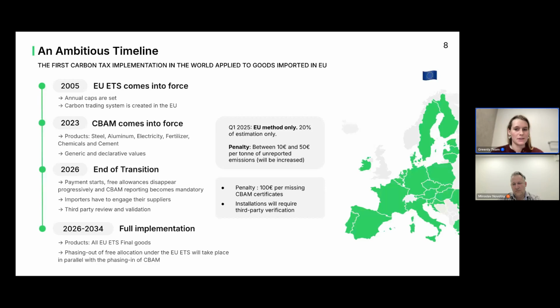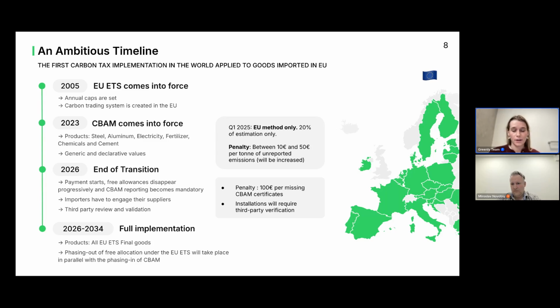First point is that CBAM is already in motion. In 2005, the EU ETS, the emissions trading system, was launched, setting annual carbon caps. And then in 2023, the CBAM officially came into force. It targeted emission-intensive goods like iron, steel, aluminum, electricity, fertilizer, hydrogen, and cement. So all these carbon-intensive goods imported to Europe from non-European countries are targeted.